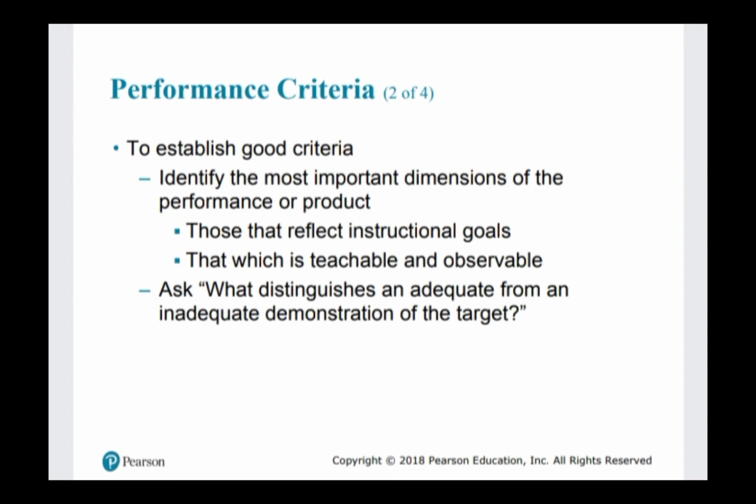When we are talking about performance assessment or performance task, there are some criteria for it. This is to evaluate the output and how the students illustrate and define their own understanding about the task given. To establish good criteria, identify the most important dimensions of the performance or product, those that reflect instructional goals, which are teachable and observable. Ask what distinguishes an adequate from an inadequate demonstration of the target.